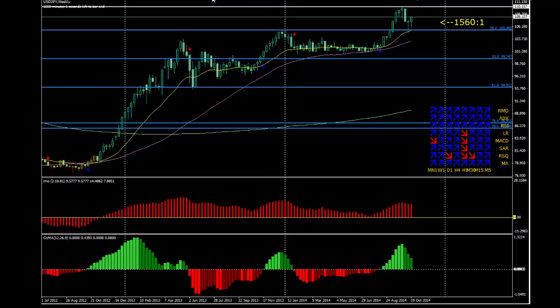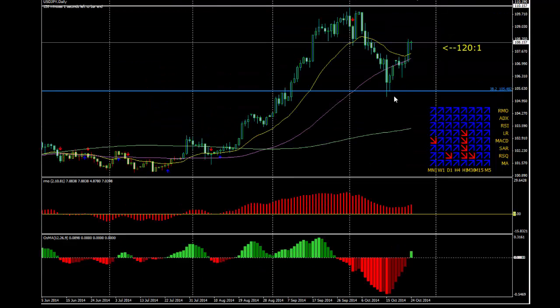So when I drop down to my daily, I need to see a blue arrow. I only have a red arrow. Candlesticks are blue, RMO above, and OSMO above. So the thing that's missing is the blue arrow.